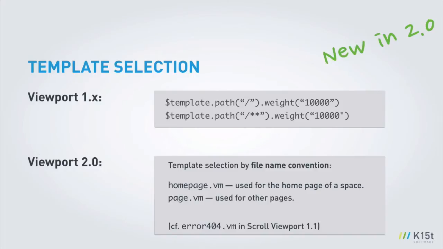So what we changed is that we now select the templates by file name convention. When you want to create a template for a simple page, just create a page VM, and that one is used to render a page. It's basically the file name convention thing.